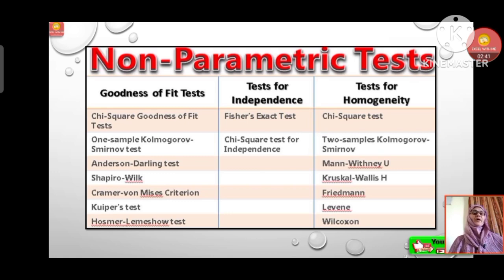Now the non-parametric tests, goodness of fit tests are given here. You can pause at the table and check it out. Tests for independence and tests for homogeneity, which tests are used, the table is given.